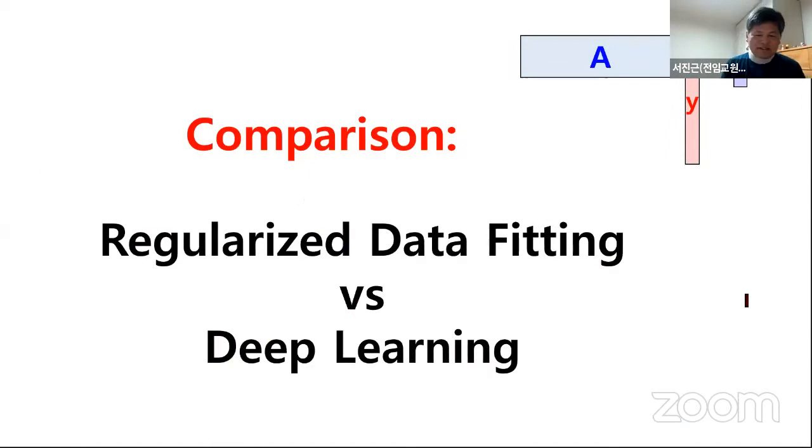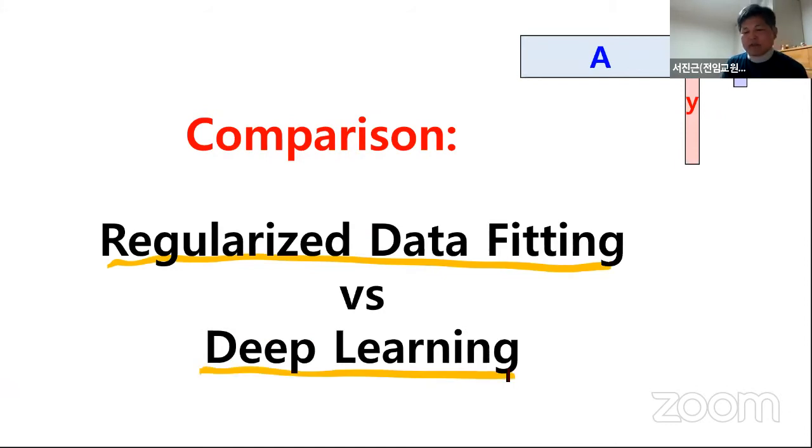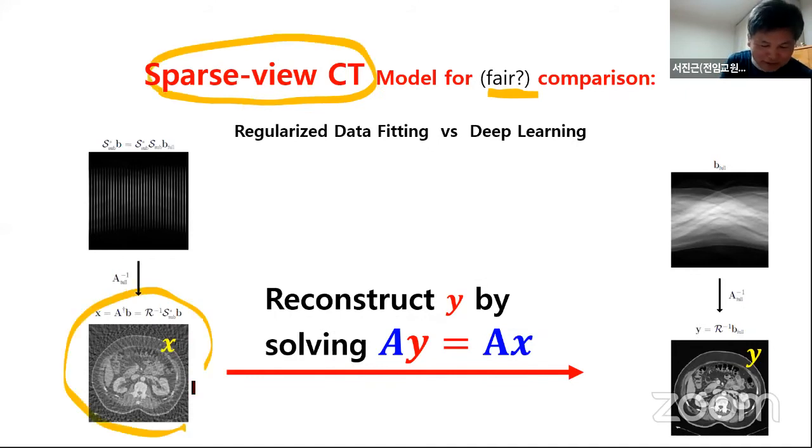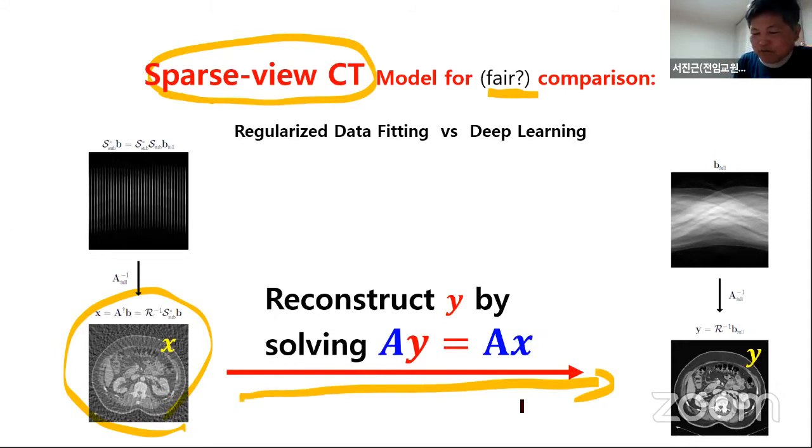So let us compare which one is better. The comparison is regularized data fitting, the traditional method, versus the deep learning method, the new method. I don't know if this is a fair comparison. I use sparse view CT. Sparse view CT gives this artifact. Usually total variation and the other methods work very well. That's the reason why I use sparse view CT. So the question is, can you find this map? I think this one is reasonably fair to compare regularized data fitting versus deep learning.